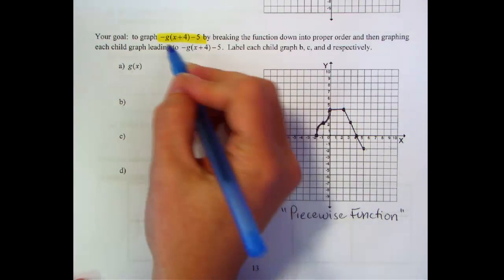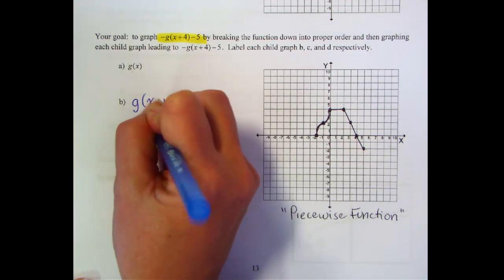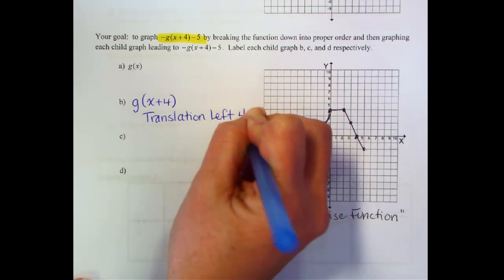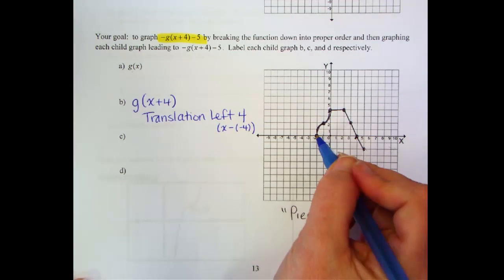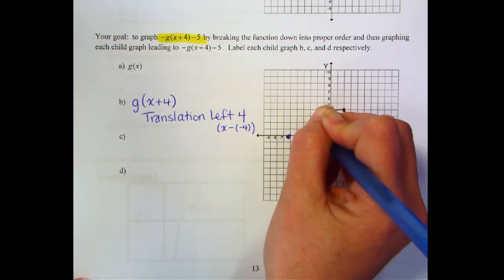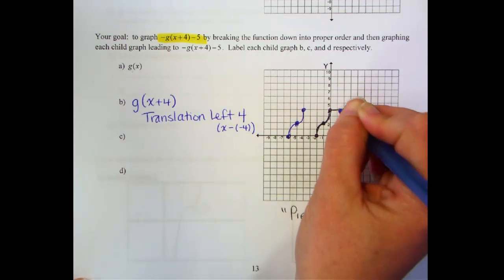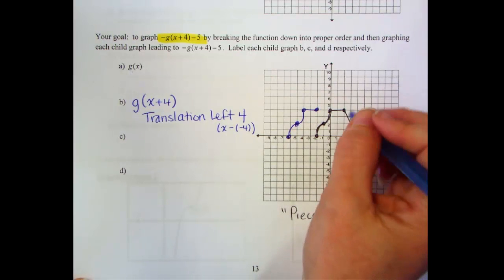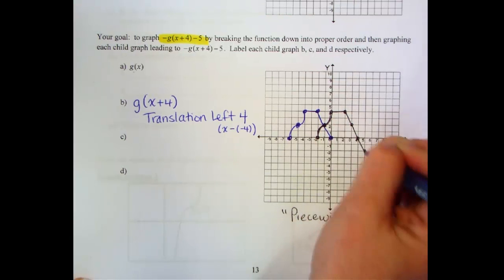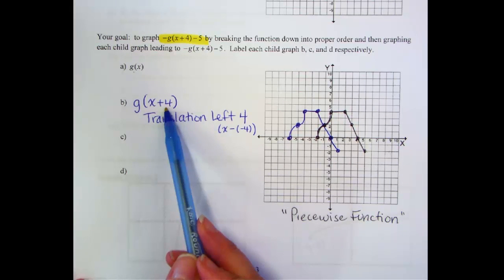My first child step is in parentheses. I'm going to graph g of x plus 4. Now, an x plus 4 in parentheses is a translation left 4. Again, because it's saying x minus negative 4. So we're going to take all the points on my parent graph and move them 4 units to the left. Okay, so I've taken care of g of x plus 4.